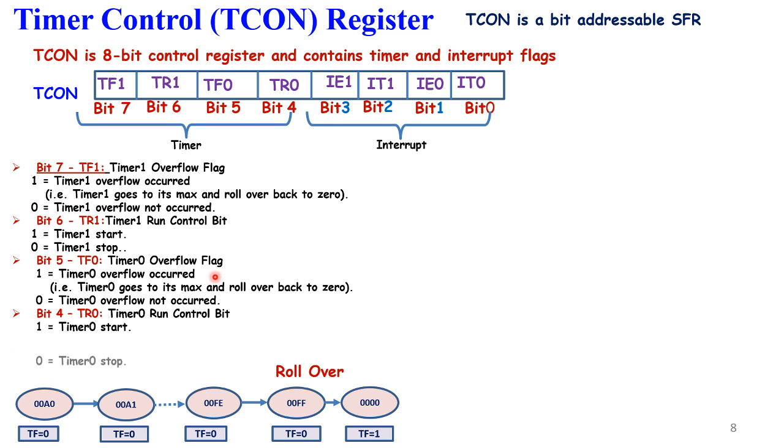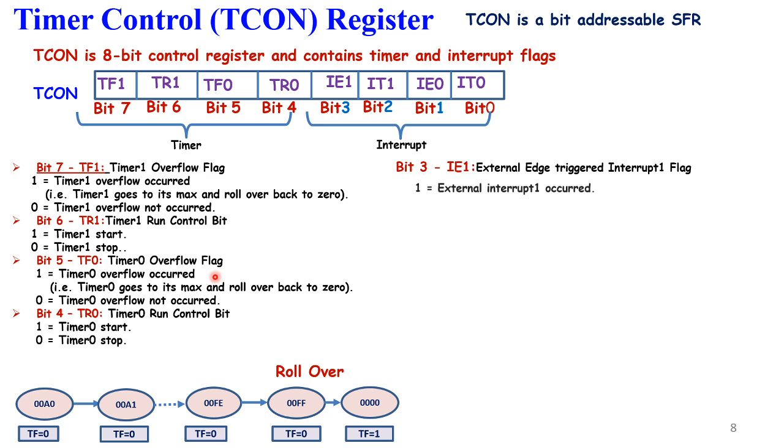Then next is start timer and stop timer. Bit 3, that is the external edge trigger timer 1 flag: when it is equal to 1, the external timer 1 interrupt occurs, and when it is 0, the external timer interrupt 1 proceeds, that is, it jumps to the interrupt service routine INT1.